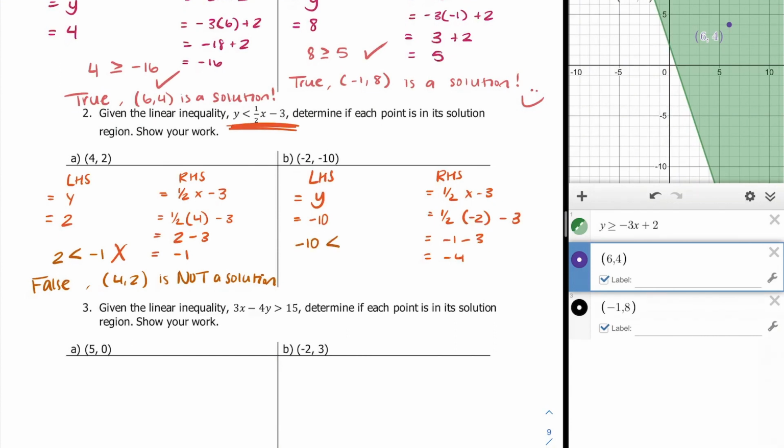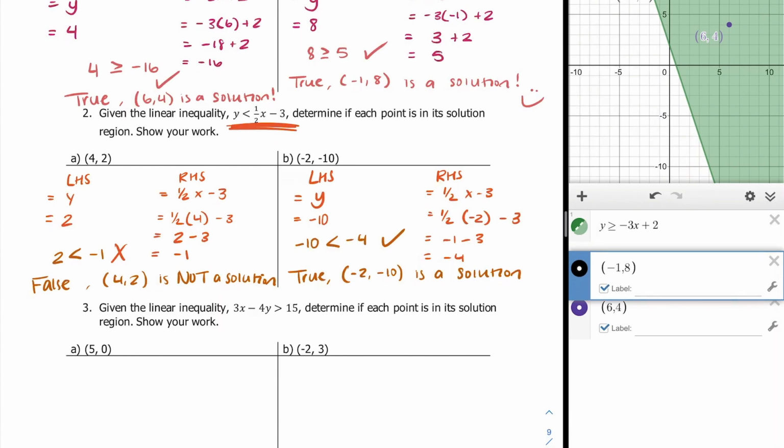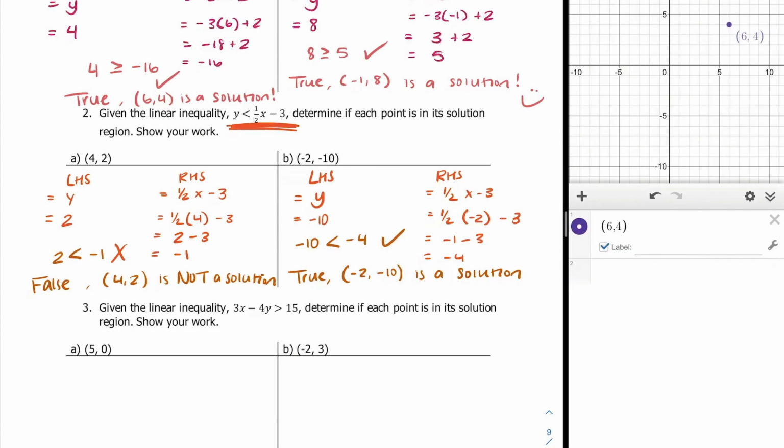Again, my linear inequality seems to suggest that negative 10, my left-hand side, should be less than negative 4. That is in fact true. So negative 2, negative 10 is a solution, right? Because it makes the inequality accurate.